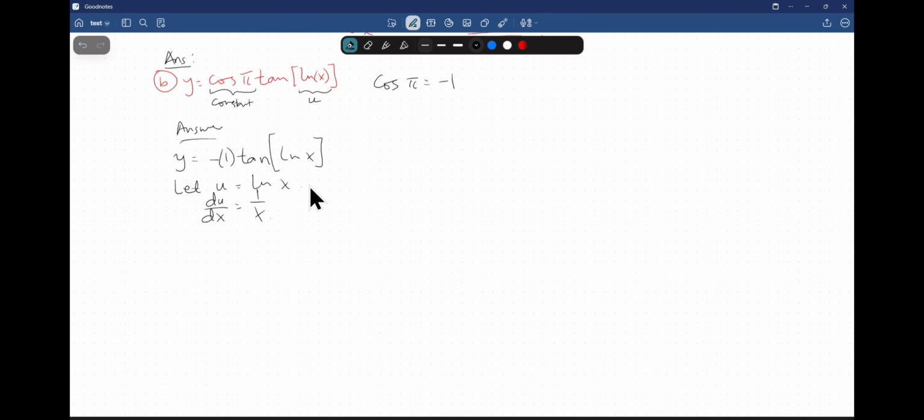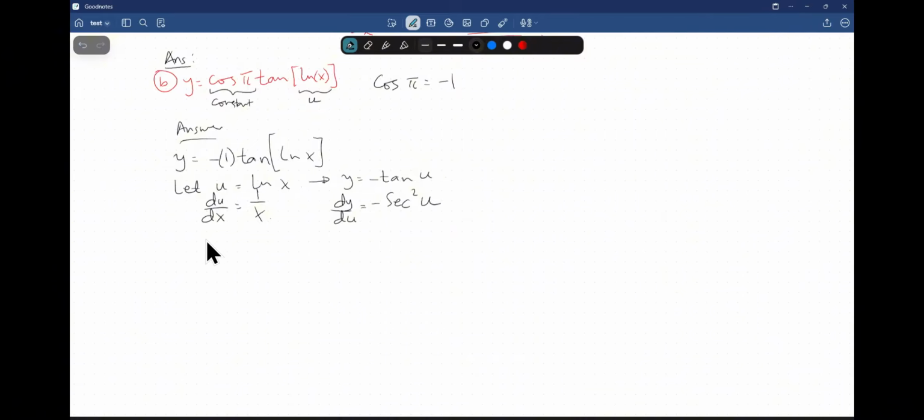So the original problem becomes y equals negative tan u. In this case, we can take the derivative of y with respect to u. The derivative of tangent is secant squared, so we maintain the negative sign from above. The derivative of tangent u is simply secant squared u.